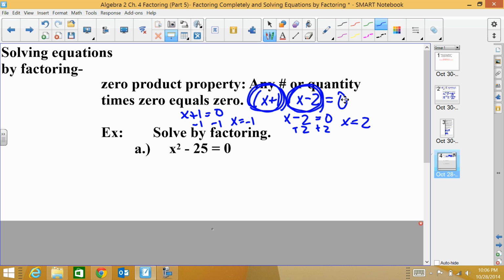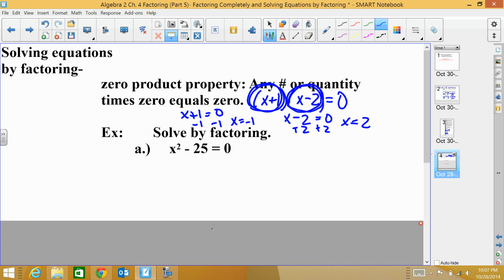So when you're solving by factoring, after you get your factors, you have to set each part equal to 0, whether you have 2 parts, 3 parts, or 4 parts. That way you can find the multiple solutions that you can plug in for x so that this entire thing will equal 0. So let's go to example A. They want us to solve by factoring. I'm going to make sure my equation is set equal to 0, and then I'm going to factor the left side.